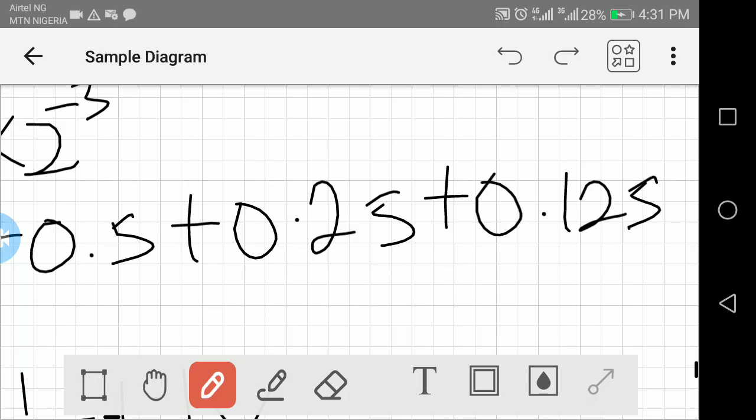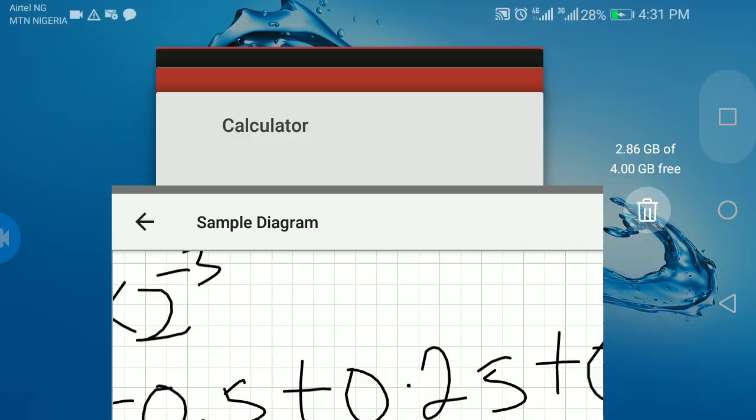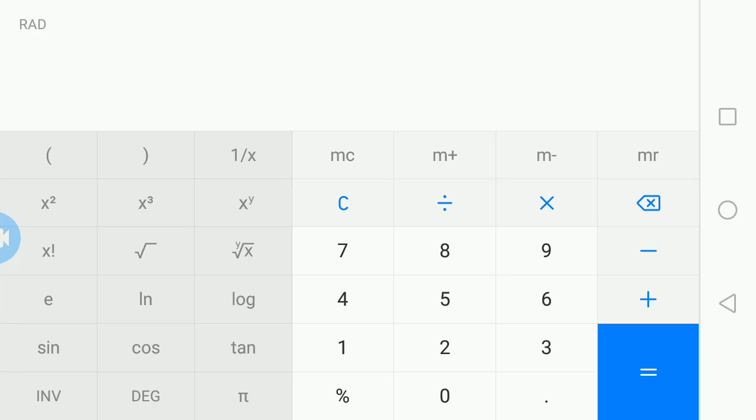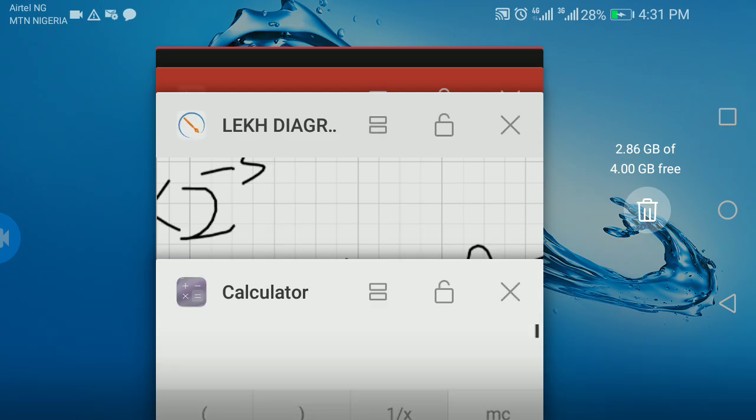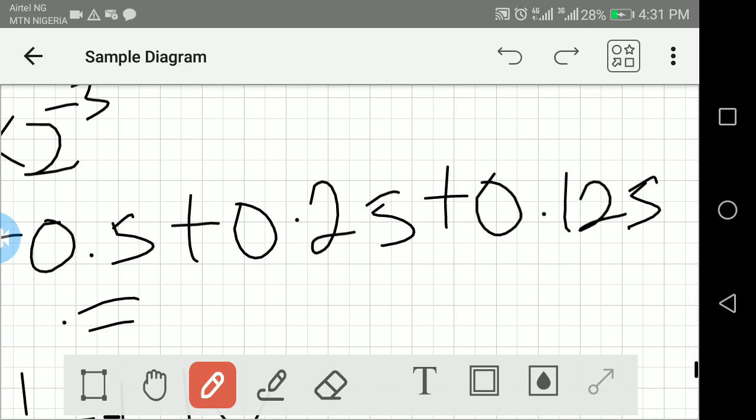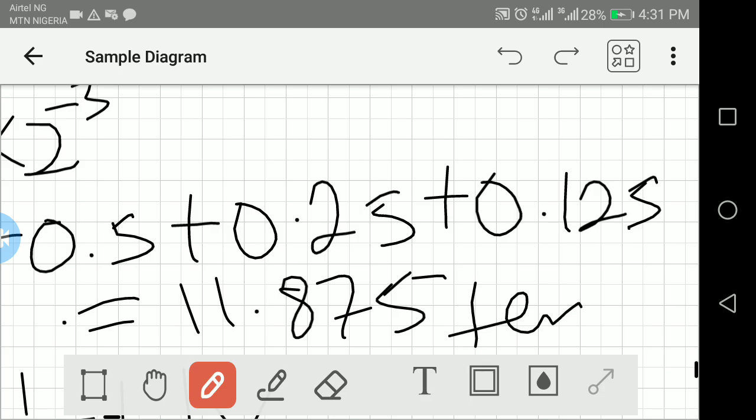So 0.125. Now you simply do arithmetic. Do your simple arithmetic: 11 plus 0.5 plus 0.25 plus 0.125. You have 11.875. So this is equal to 11.875 base 10. That is it. So that is the answer, if you want to solve it and leave your answer in decimal.